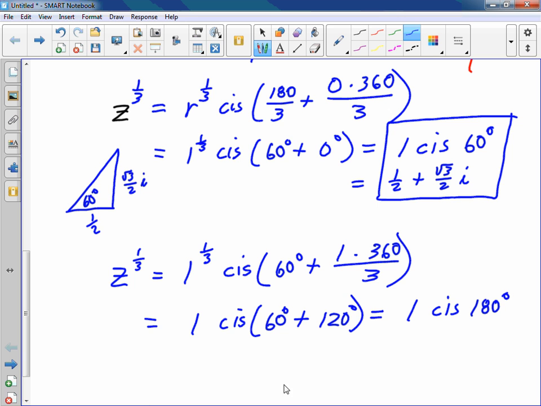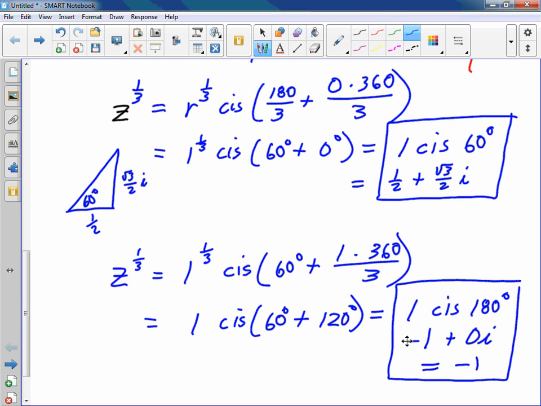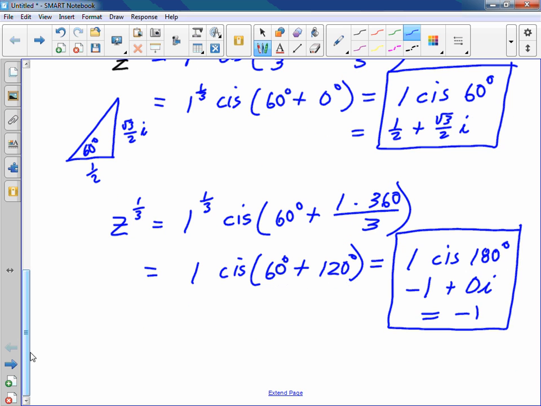We know that is just -1 plus 0i, which is equal to -1. So there's another root in polar and rectangular form. So let's do another one.